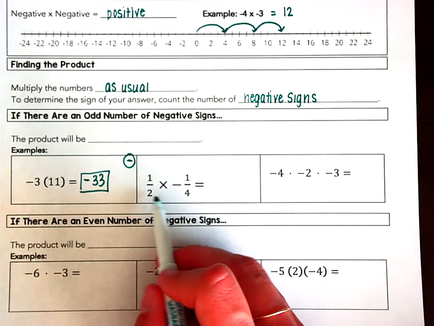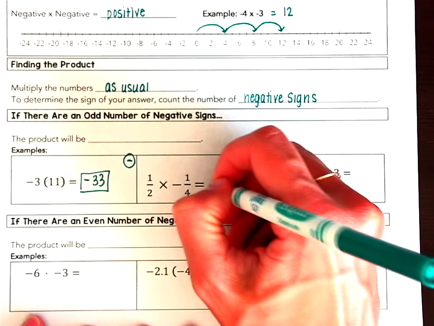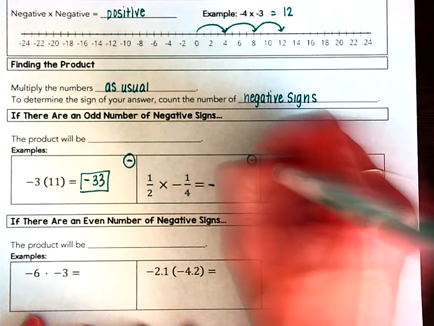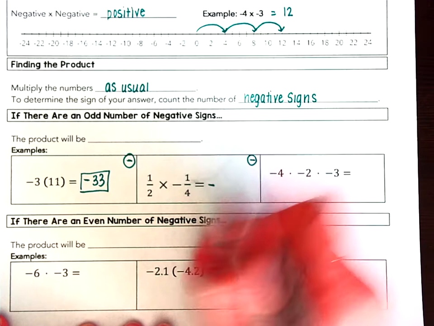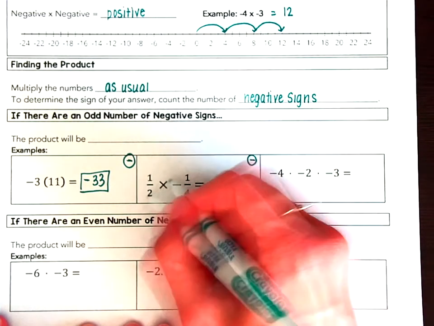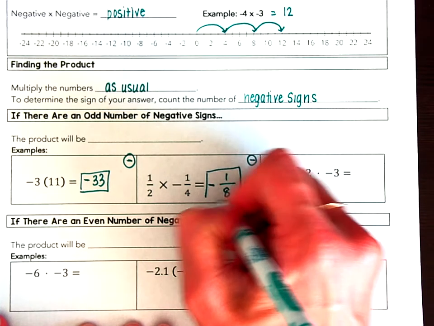Again, in this second one, I know a positive times a negative is also going to give me a negative answer. So I'm going to start by putting that negative sign there. And I can go ahead and multiply those answers as usual. 1 times 1 is 1, and 2 times 4 is 8. So my answer for this one would be negative 1/8.